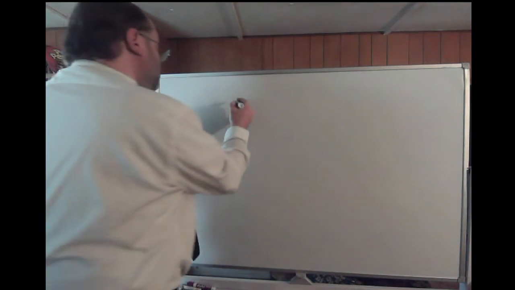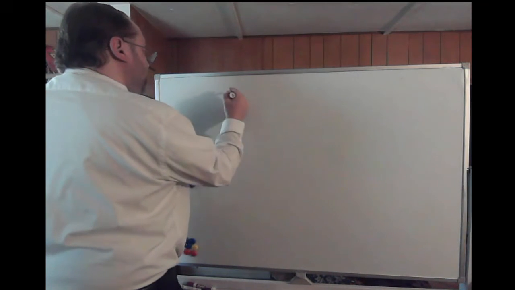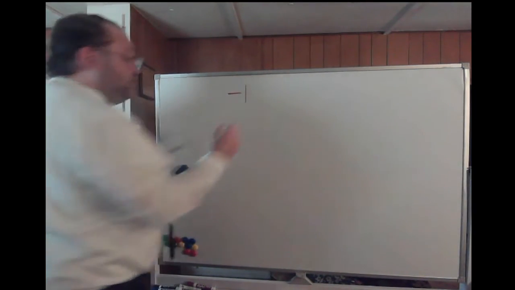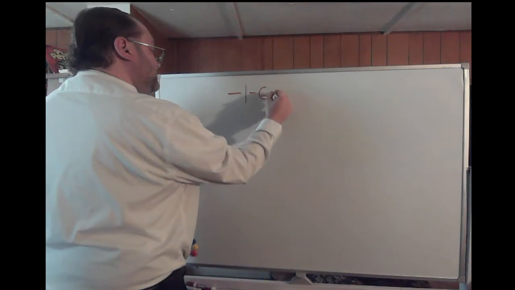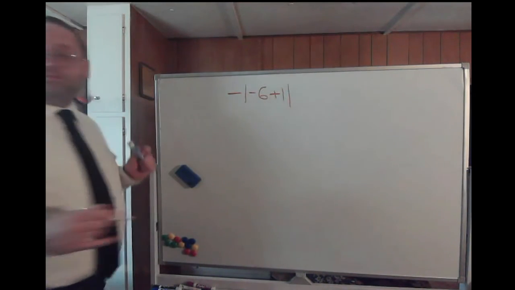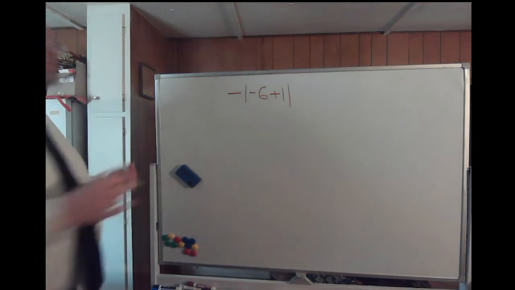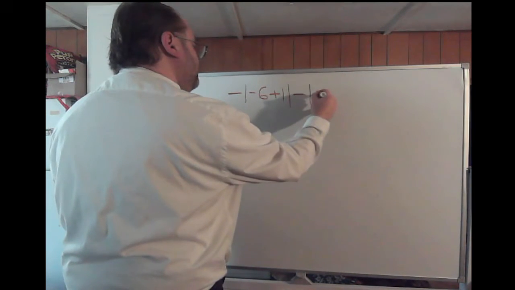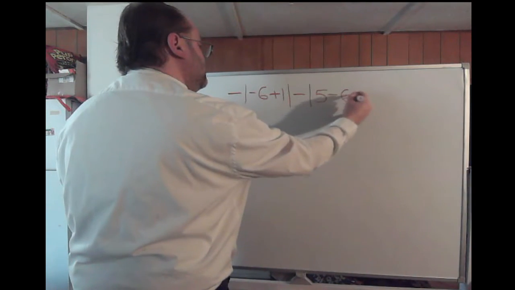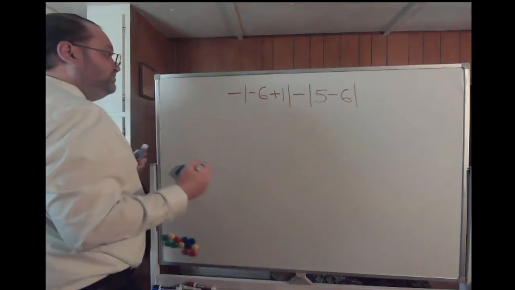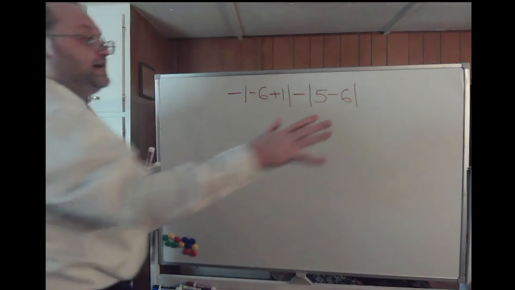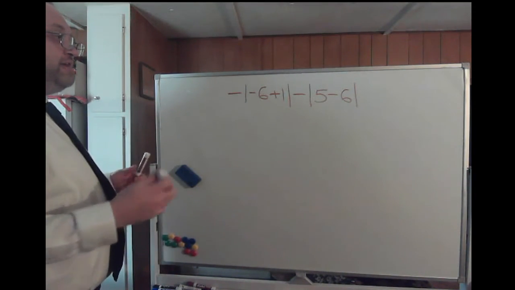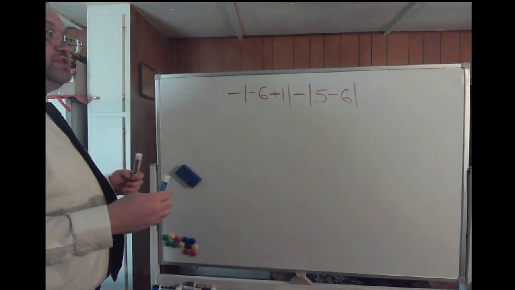Let's do an equation here. Let's say you have negative of the absolute value of negative 6 plus 1, minus the absolute value of 5 minus 6. Well, of course, the absolute values always act like parentheses. They basically act like parentheses for all intents and purposes.